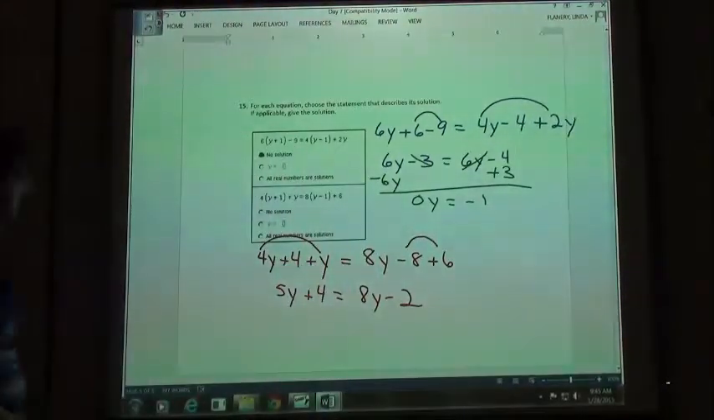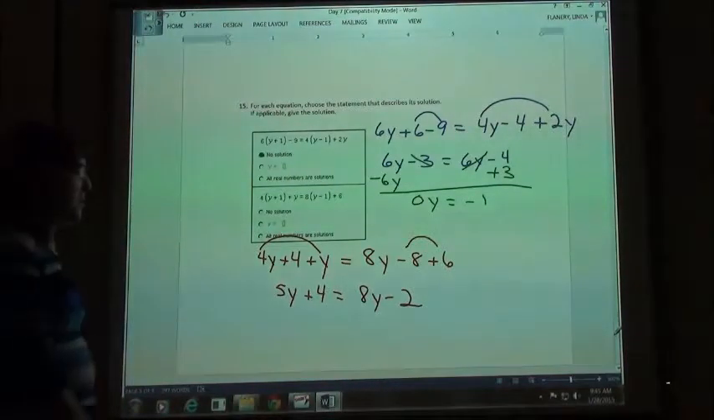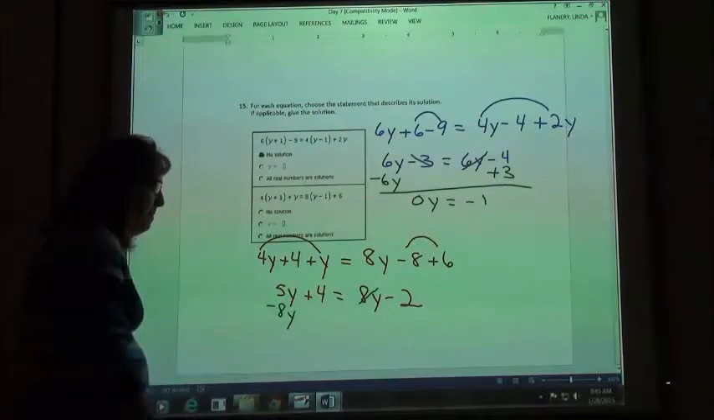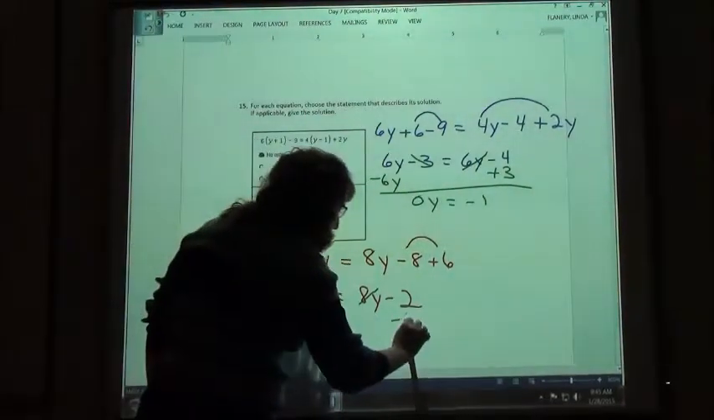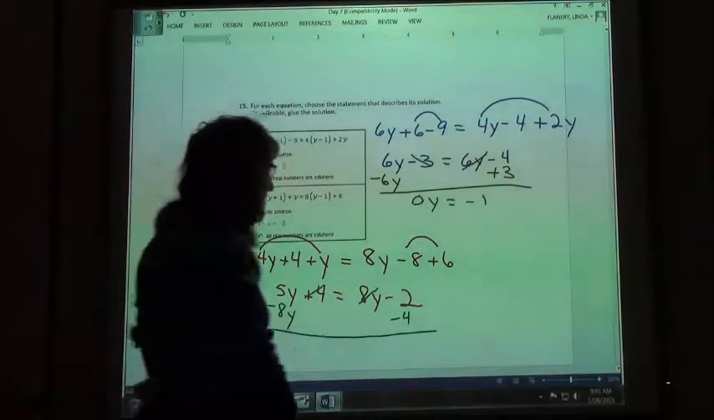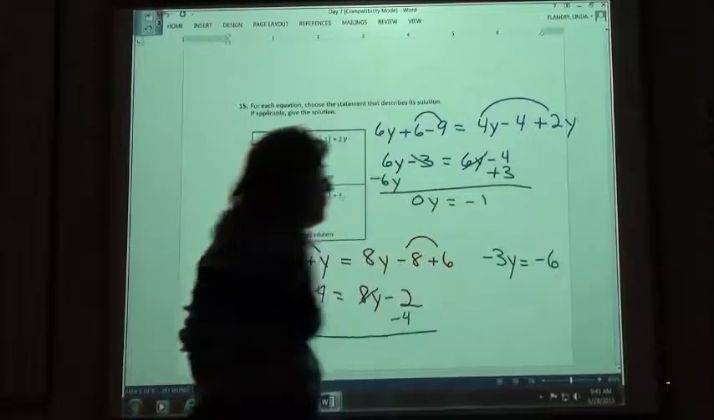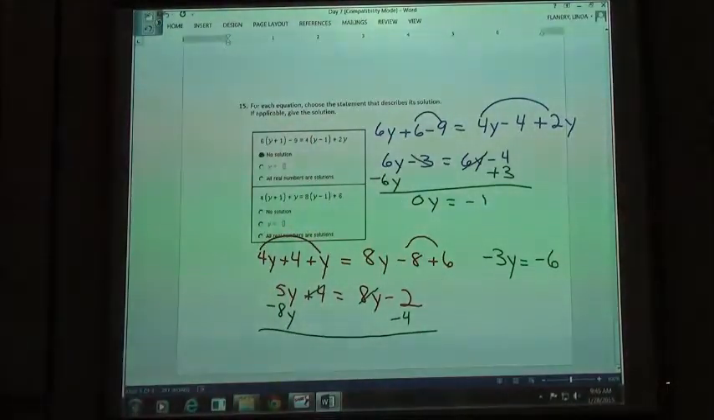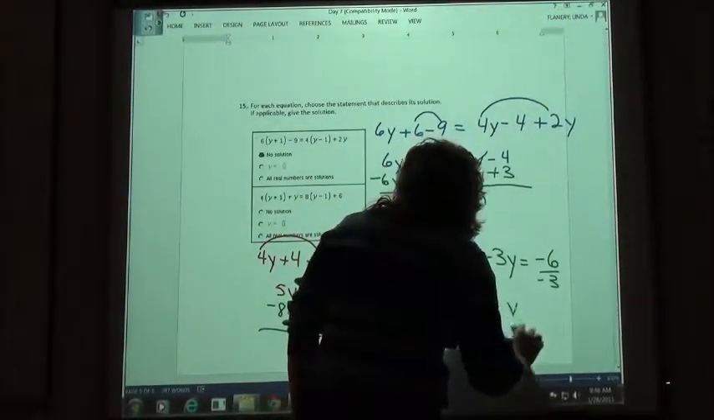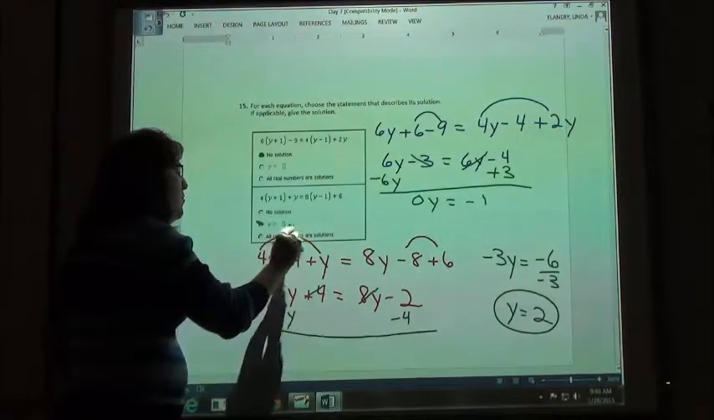So this one's going to solve for a nice answer. If I'm going to solve it, I'm going to subtract my 8y and subtract my 4. And I would get negative 3y equals negative 6, and dividing, y equals positive 2. So y equals 2.